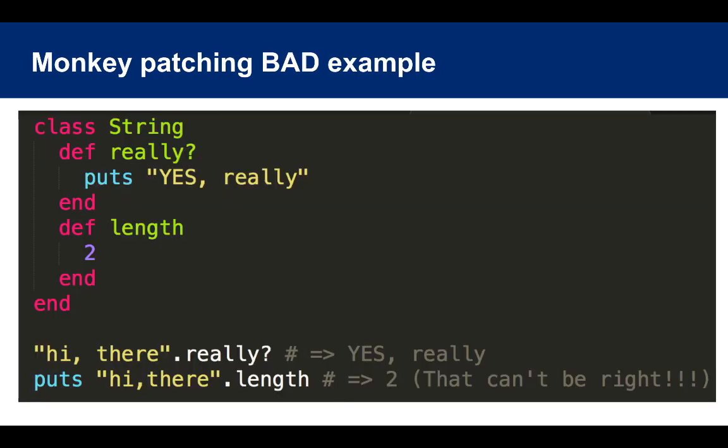So for example, you have a string class. You could pop open the string class and add your own methods to it. For example, you could have a method called really, or you could define the length method to always return 2. Then in your code you could say "hi there", which is a string, and now it has a method called really. Yes, really. Or you could print the length of "hi there", which somehow prints out 2.